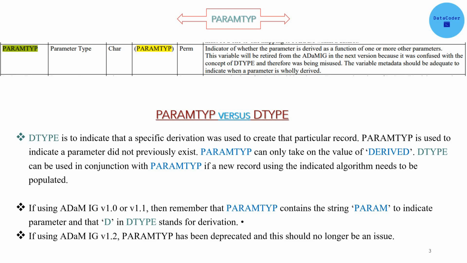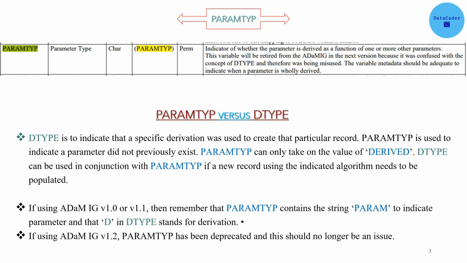So for ADaM IG version 1.0 or 1.1, the PARAMTYPE contains the string PARAM to indicate it's a parameter, and D in DTYPE stands for derivation. In the next ADaM IG, ADaM 1.2, PARAMTYPE has been removed, so it's no longer going to be confused between DTYPE and PARAMTYPE. So this is ADaM IG version 1.0 or 1.1. Okay, not SDTM IG.